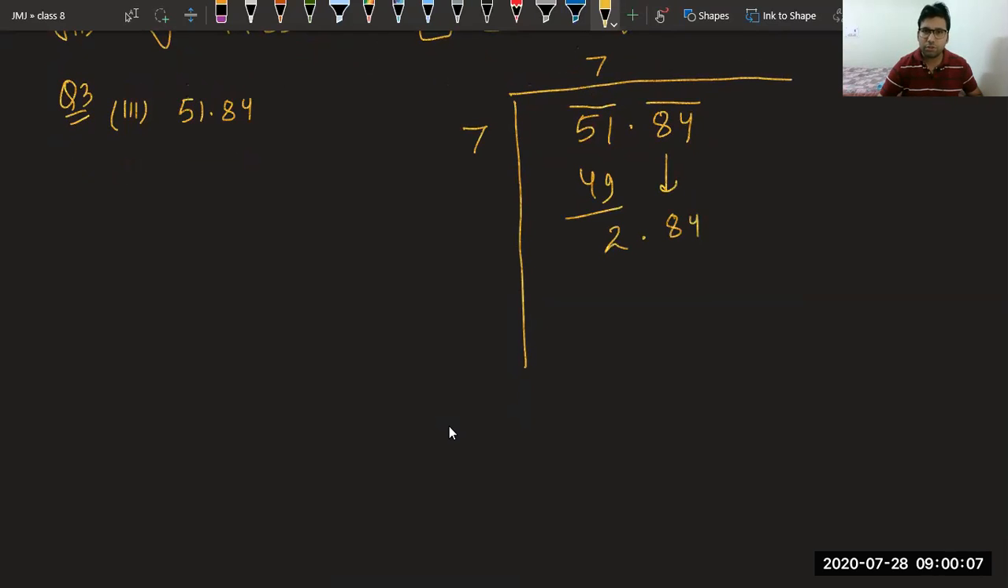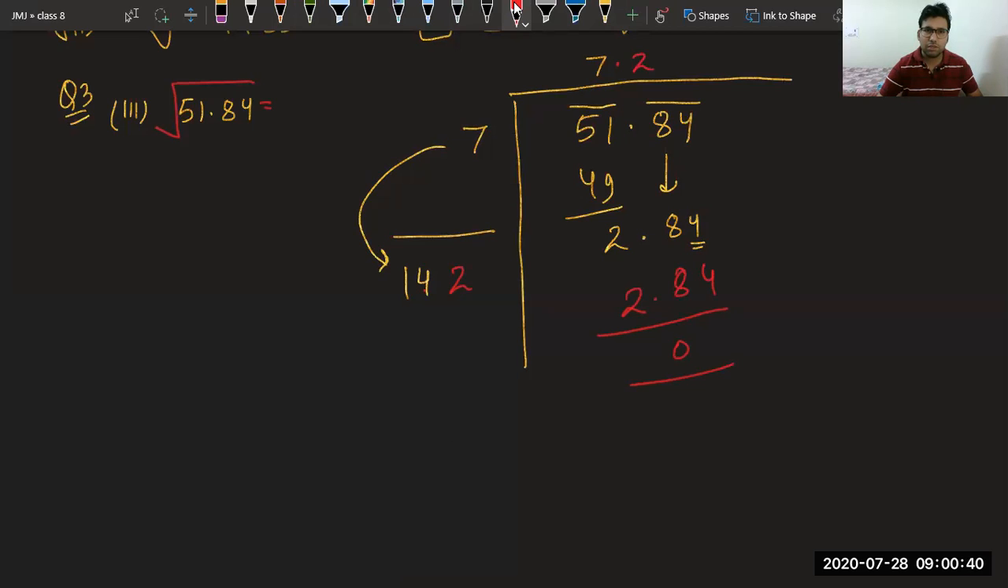84 will come down. Now twice of 7 is 14. So now again take, we want 4 at the last. Which number should we multiply, beta? 2. Let us take 2. 2 2s are 4, 2 4s are 8 and 2 1s are 2. Now if you subtract you get 0. So the answer of this is 7.2. Not 72 beta, it is 7.2 just. I hope it is clear to everyone.